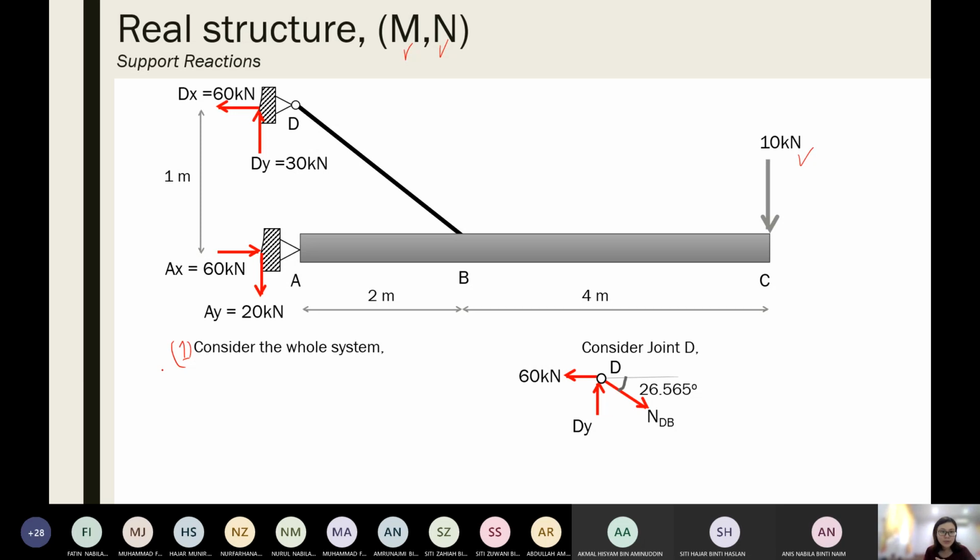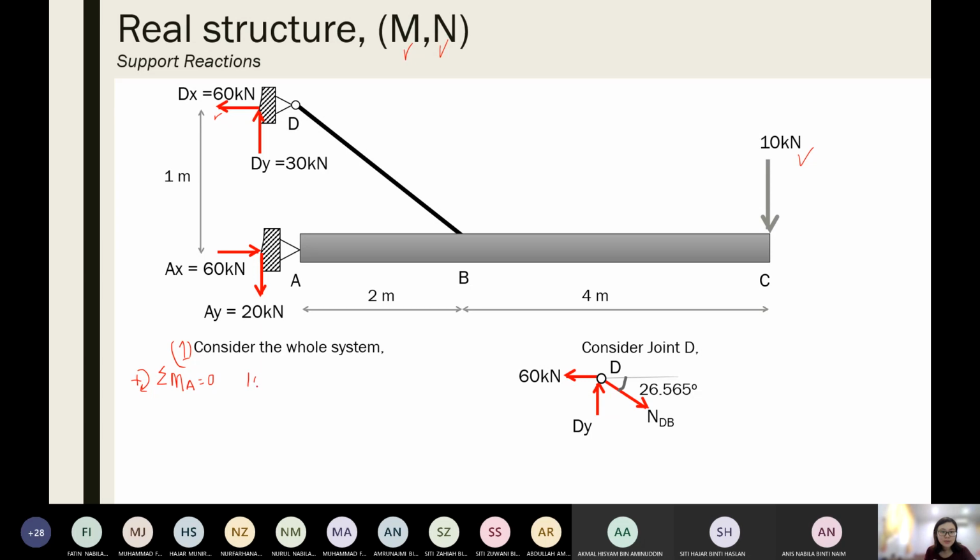So what we can do now is take a summation of moments at A. Let's say I take summation MA equal to 0, with clockwise positive. So the forces that will give a moment about A will be Dx and also the 10 kilonewton.